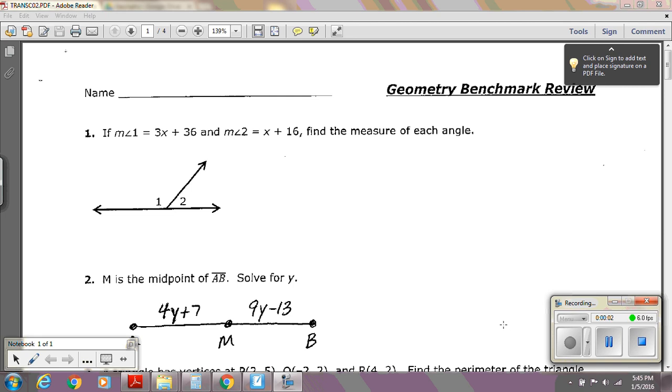Geometry, Semester 1, Final Exam Review. I'll work the first few problems out with you.